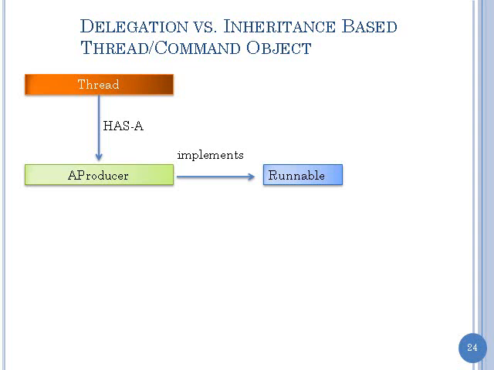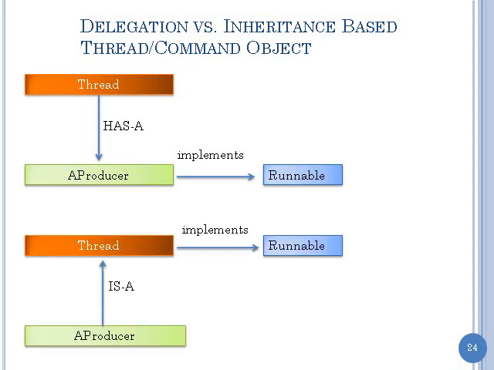Okay, so what's going on here? The thread object, when you said new thread and passed it the producer, has a reference to that runnable object, right? When you say start, it uses that reference to find its run method and execute it. So that's one way of doing it.